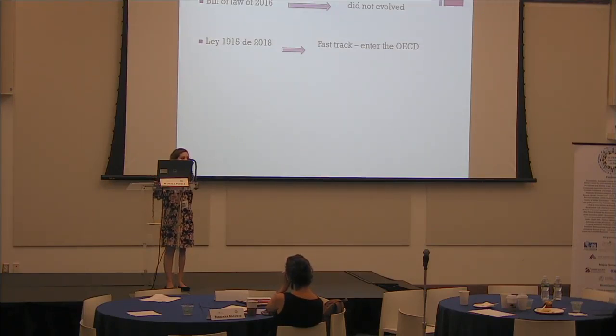However, in 2013, there was not an economic purpose right away, so the bill was tabled because the legislative period ended. Then there was another bill of law in 2016, but the same happened. It was tabled because it didn't evolve. The Congress was really busy with the peace agreement. And now in 2018, we have a new law that amended our Copyright Act. It's Law 1915. It was also fast tracked.